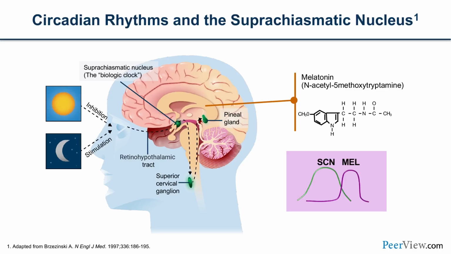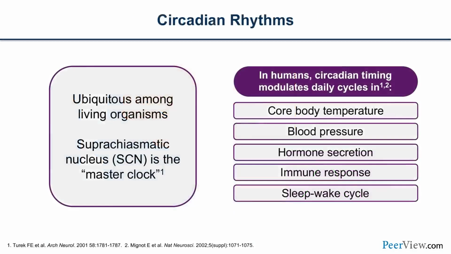So the clock is doing this and inhibiting melatonin. When the sun sets, those photoreceptors pick it up. There's less output from the clock. The pineal gland begins to make melatonin, and ultimately the melatonin levels rise and turn the clock off, and we go to sleep. So the circadian rhythm actually controls many of our biological processes. It's ubiquitous in living organisms, and it affects core body temperature, blood pressure, hormone secretion, immune response, and of course the sleep-wake cycle, as we talked about.